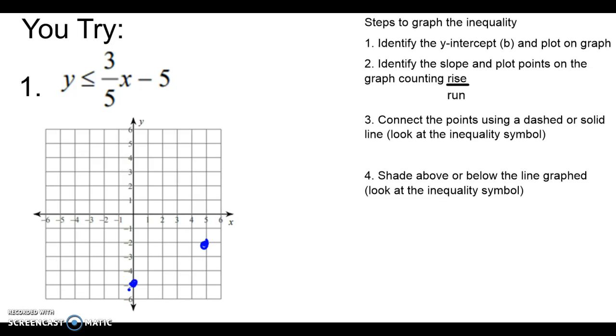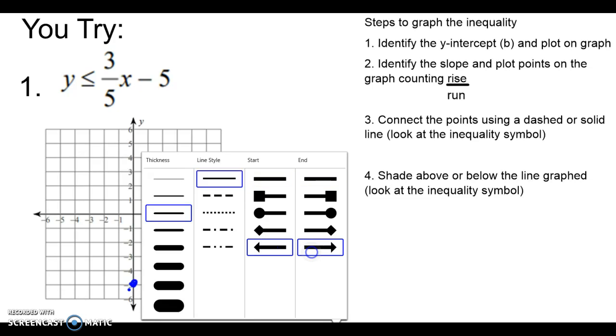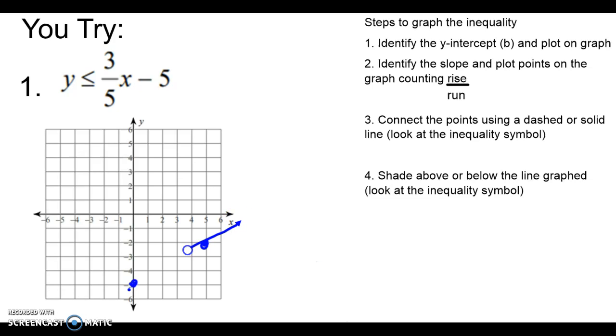So now we're going to look to see if we can connect our points to make a line with a solid or dashed. Since this is a less than or equal to symbol, we're going to have a solid line with arrows at the end connecting our points. And then the very last thing is looking for your shading. Since this is less than or equal to, we're going to shade below our line. If you need help figuring that out, again, put your pencil at your y-intercept and then go down. And that is the area that you would shade to represent your solution.